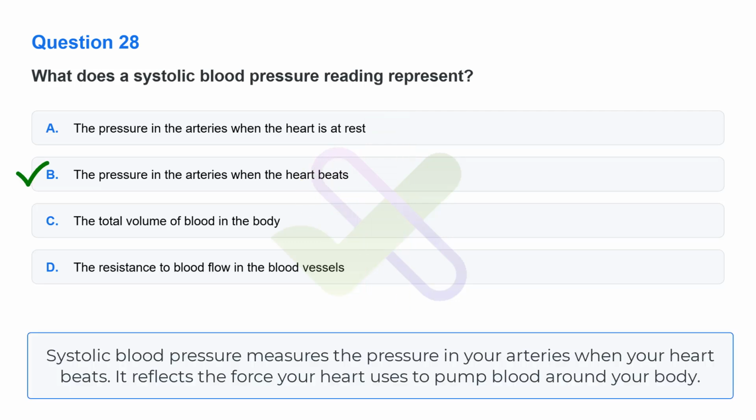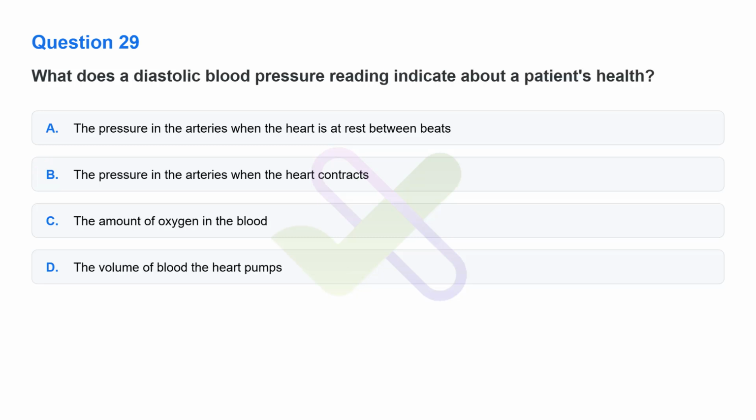The correct answer is B. The pressure in the arteries when the heart beats. Systolic blood pressure measures the pressure in your arteries when your heart beats. It reflects the force your heart uses to pump blood around your body. What does a diastolic blood pressure reading indicate about a patient's health?